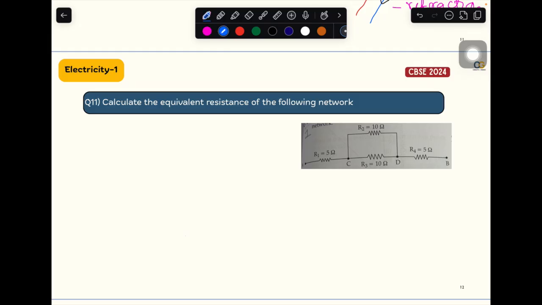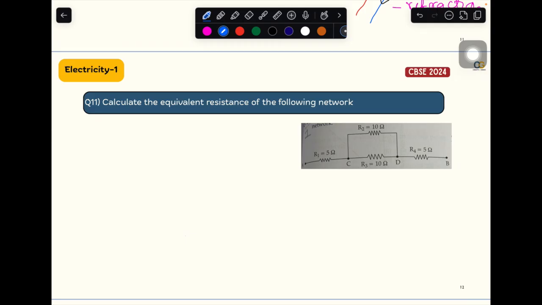Now starting with the first question of electricity, which is calculating the equivalent resistance of the network. These are standard 2-mark questions that can come, where the series parallel is tested by asking you to calculate just the equivalent resistance of the network. And first we should start by determining what is in series, what is in parallel. If you start, always use current to determine series parallel, because now it looks like R1, R3 and R4 are in series, but it is different.